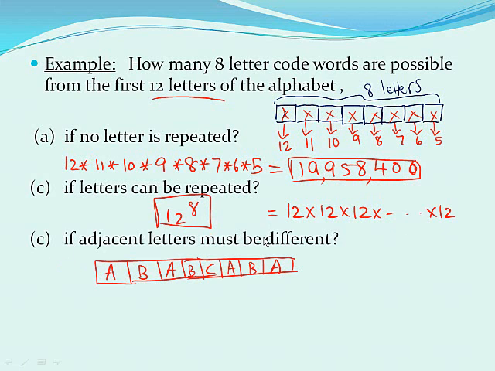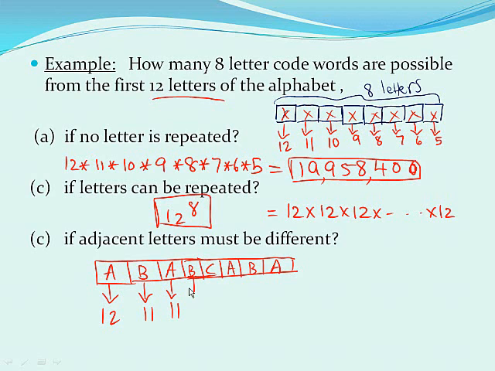If adjacent letters must be different, how many ways can we create 8-letter code words? This is just a display of one such code word. When we do the counting, the first letter can be any of the 12, the second letter should be any of the remaining 11 because they need to be different, and the third letter can be anything other than the second letter, so that opens up 11 possibilities there.